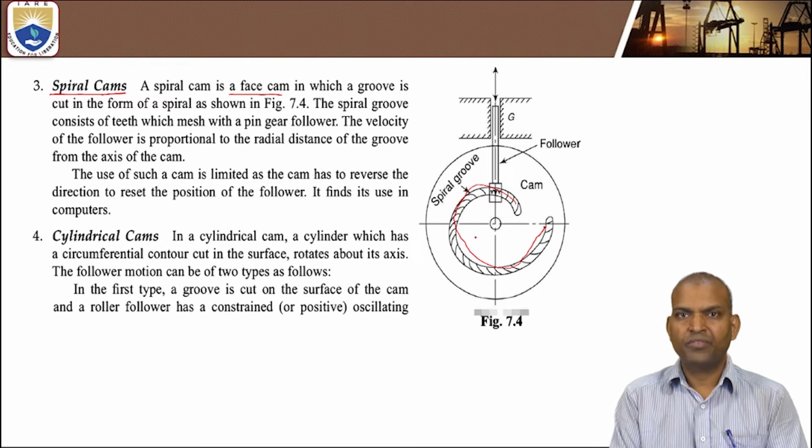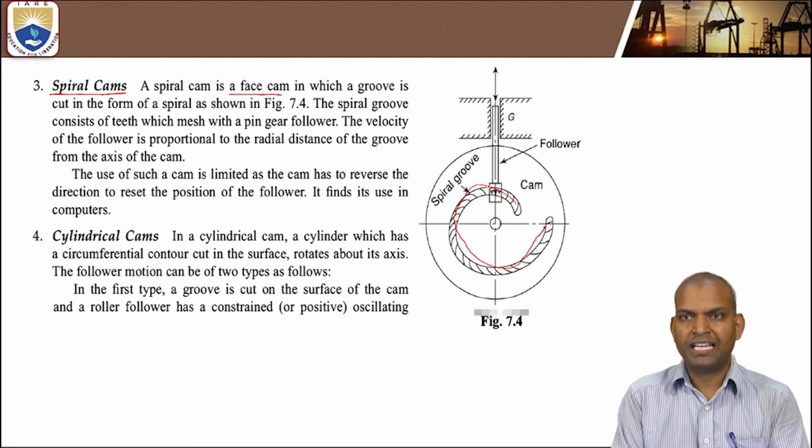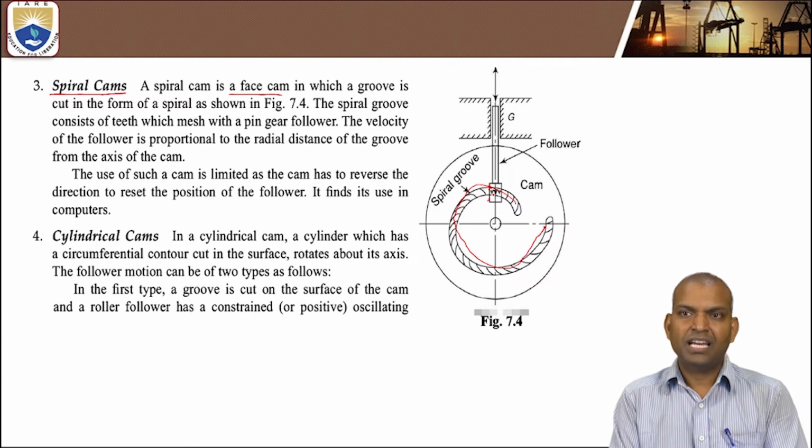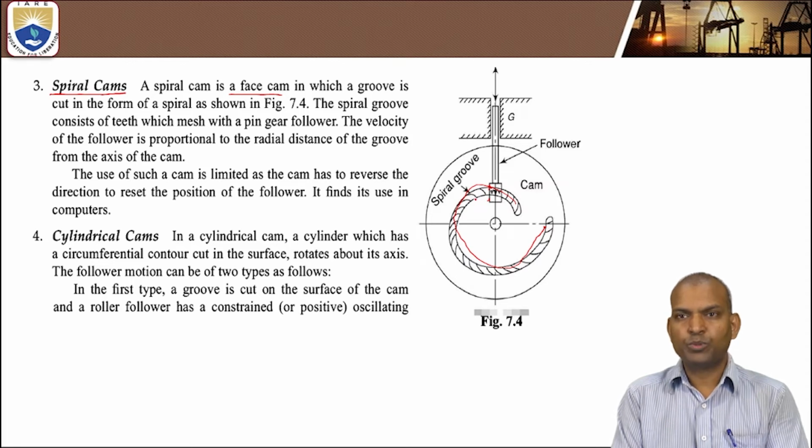A groove is cut in the form of a spiral. So what will happen when the spiral groove is rotating? The spiral groove consists of teeth which mesh with the pin gear follower. The gear connection will be there. When it starts rotating, the gears start based on the cam. The gear is always in contact with the spiral groove. So the spiral groove guides the motion of the follower.